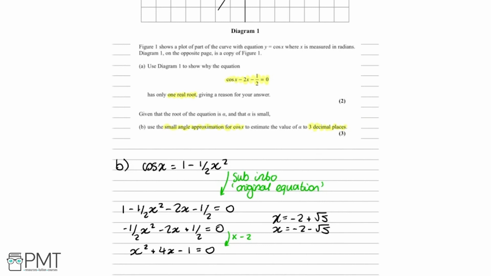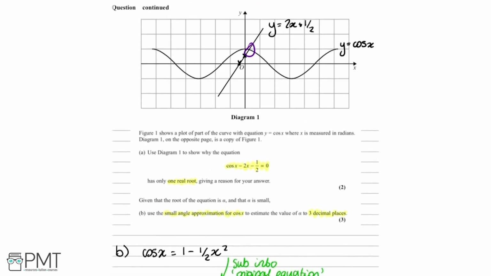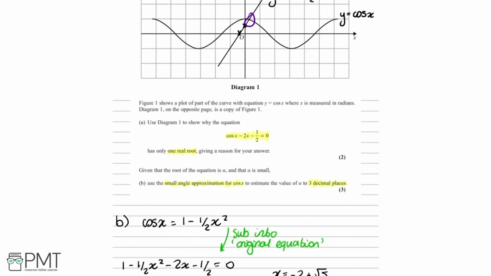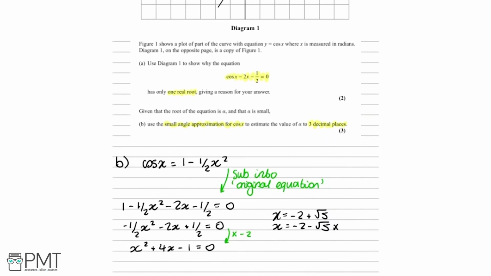So now we need to work out which one to reject and which one it can't be. Looking back at our diagram at the top, we can see this is where it intersects, so this is where the solution is. And we can see this gives us a positive value of x right here. So we know that the other value of x we can reject. It's always good to still write it down, but just say that we reject it.